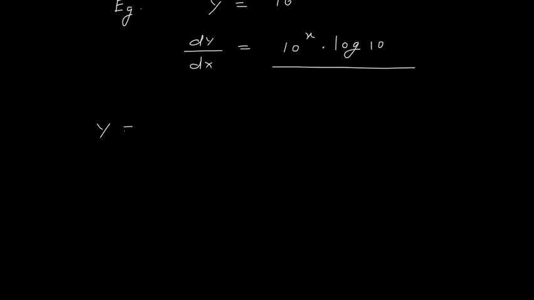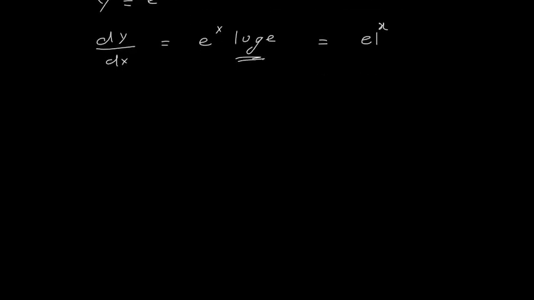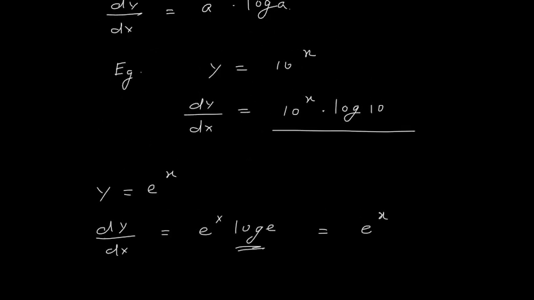If y is equal to e power x, here I am taking a special case where my base is e. In that case, when I differentiate, you are going to use the same formula. So it is e power x into log e, and the value of log e is 1. So the derivative of e power x is e power x. So this is all about your exponential function.